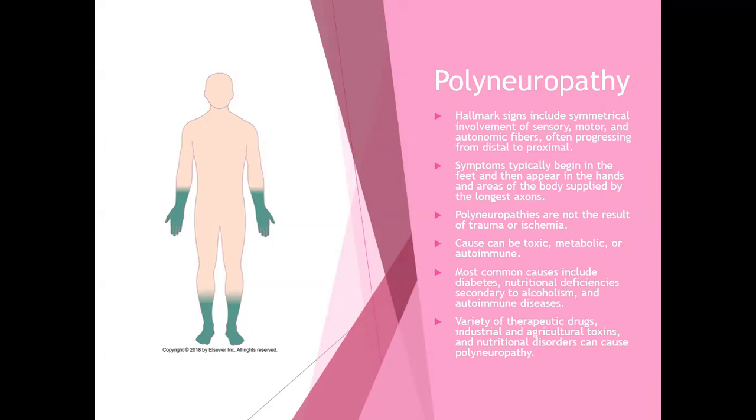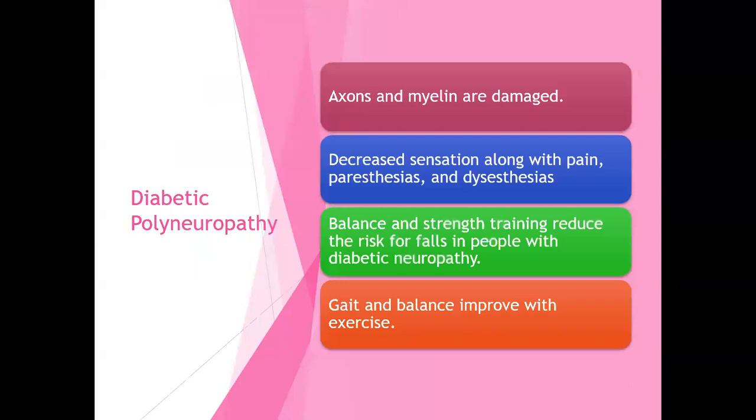And the good thing about Guillain-Barré, which I've worked with several people with, is they can recover from it significantly. Diabetic polyneuropathy, you're probably not going to recover from that. In diabetic polyneuropathy, the axon and the myelin are damaged. So, that's a bummer. You get decreased sensation along with pain. It just doesn't seem fair, right? You lose your somatosensory stuff, but you get to keep pain. That's not fair. Also, paresthesias and dysesthesias.